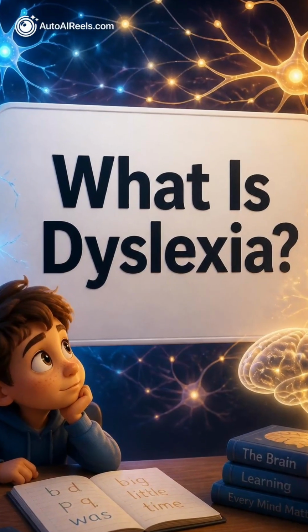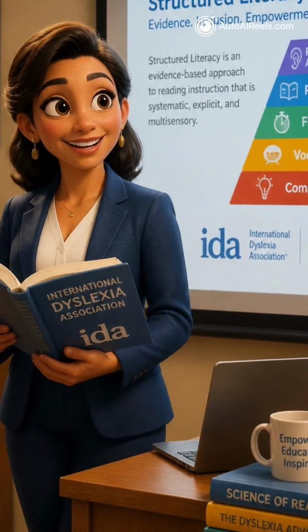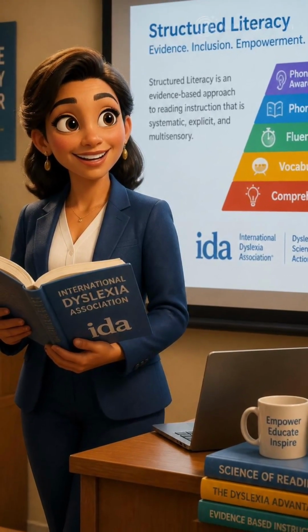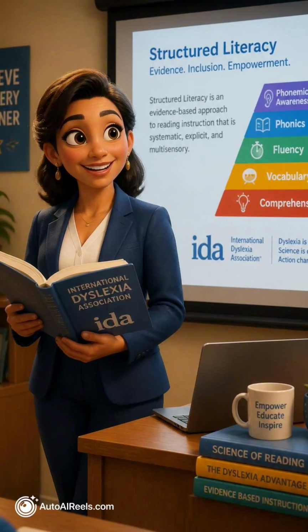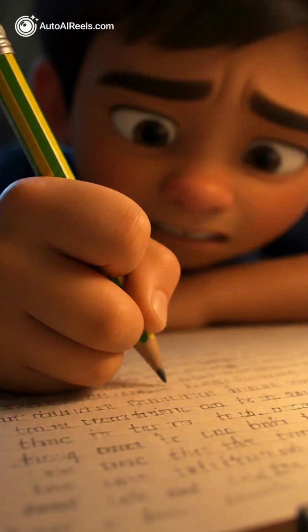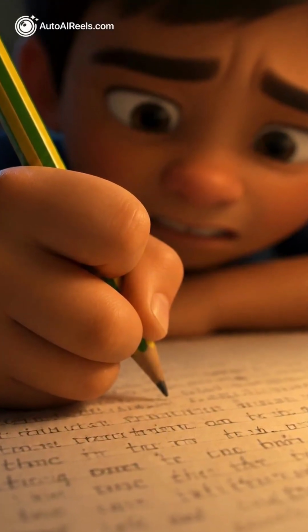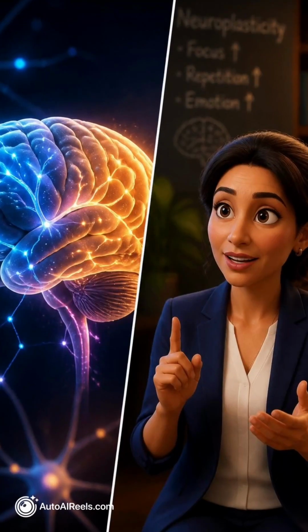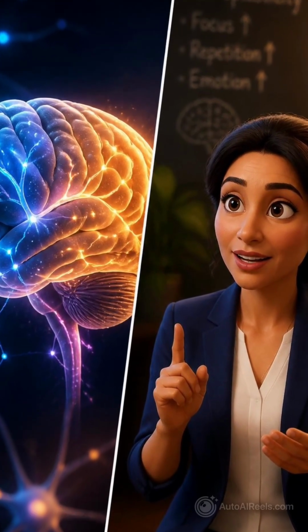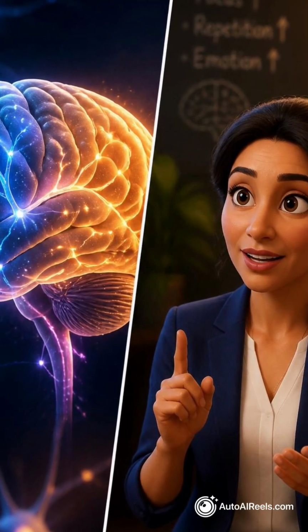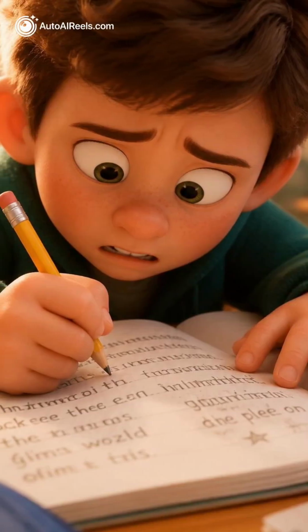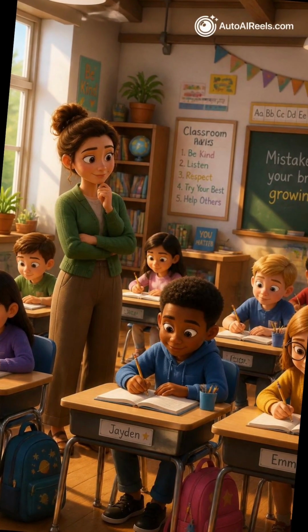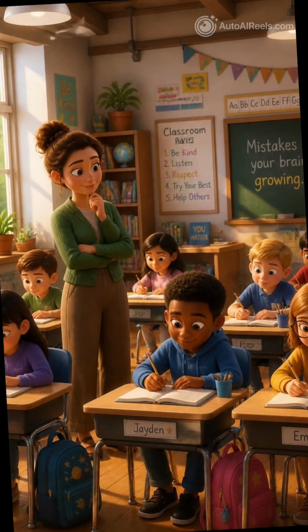What is dyslexia? According to the International Dyslexia Association, dyslexia is a specific learning disability that is neurological in origin. It primarily affects a person's ability to recognize words accurately and fluently, as well as their spelling and decoding skills. In simpler terms, dyslexia is a brain-based learning difference that makes reading and spelling more difficult. It is not caused by low intelligence, poor vision, or lack of effort.